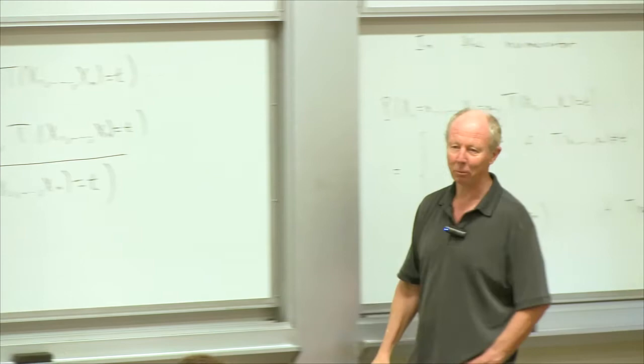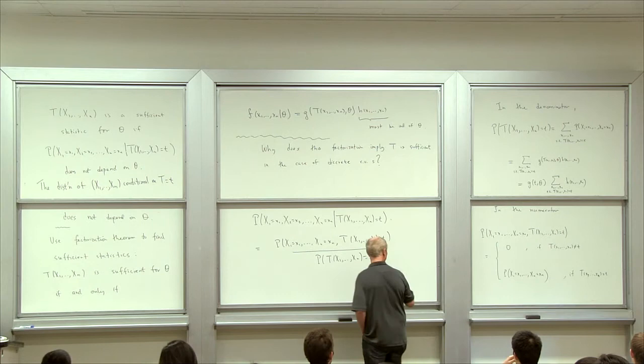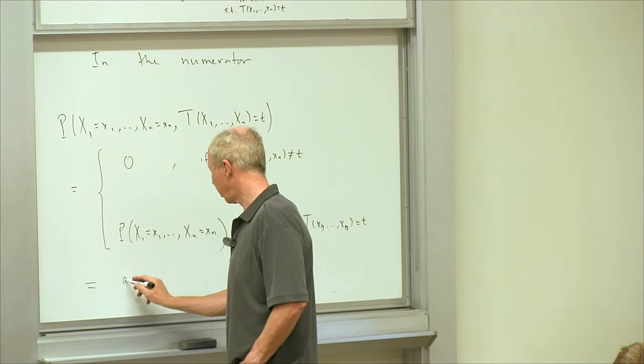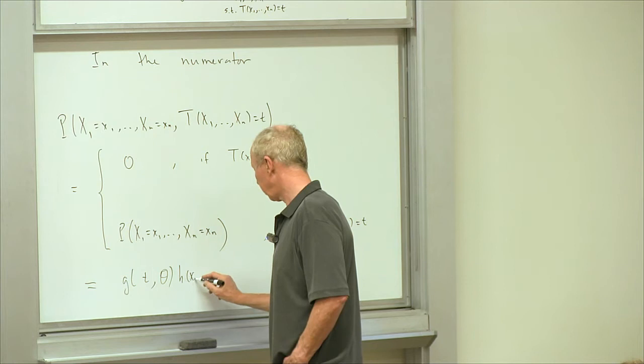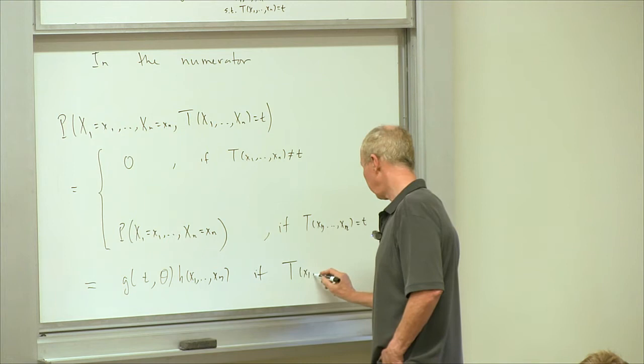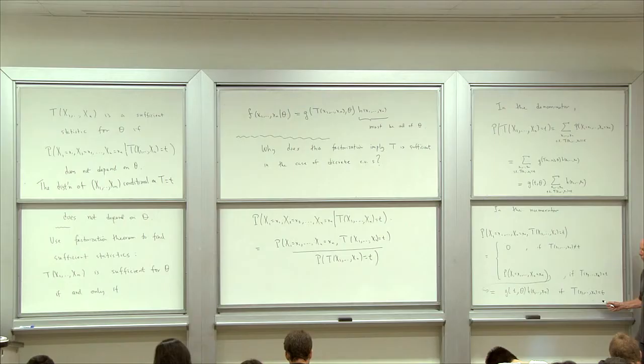Okay. Now when this is true, what do we get in the numerator? Yeah, we get this probability here, right? And by the factorization theorem, what's this probability? It's g of little t and theta times h of x1 through xn if capital T of little x1 through little xn is t. All right, this probability here is equal to this when capital T is little t. Why is that?